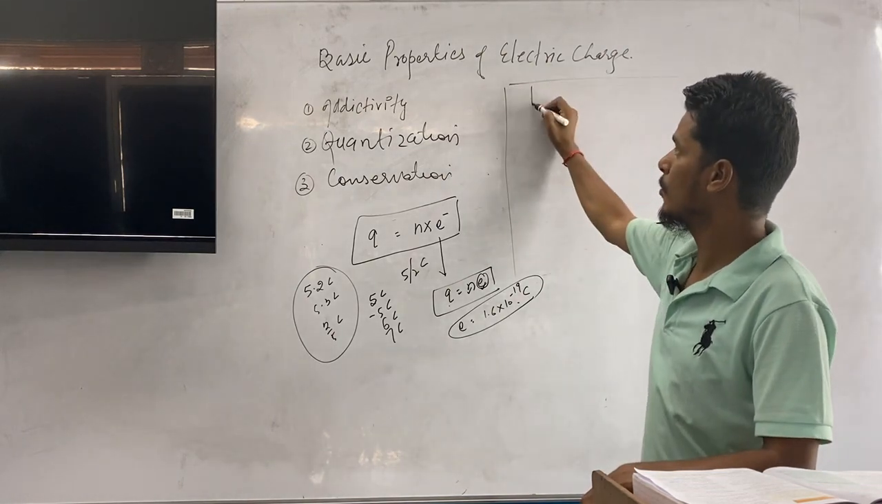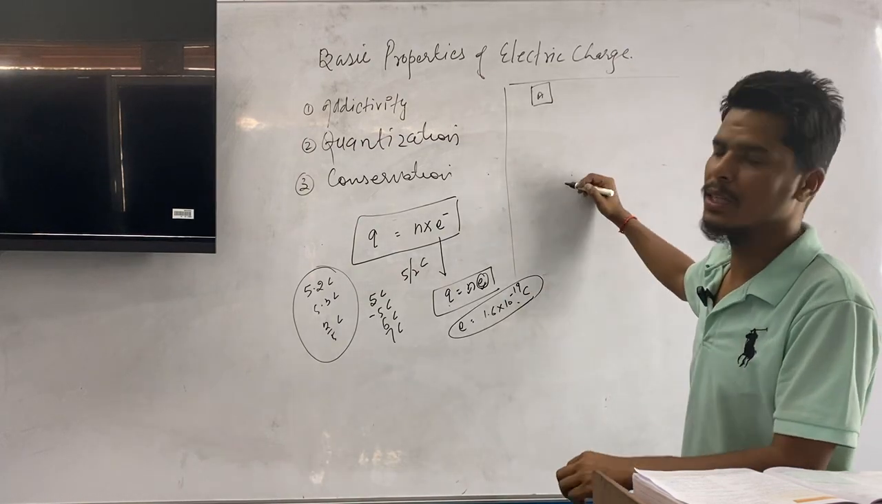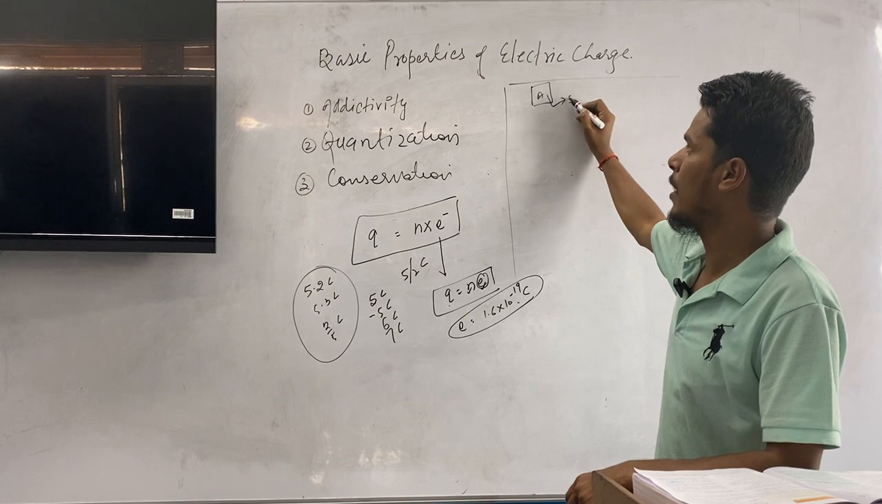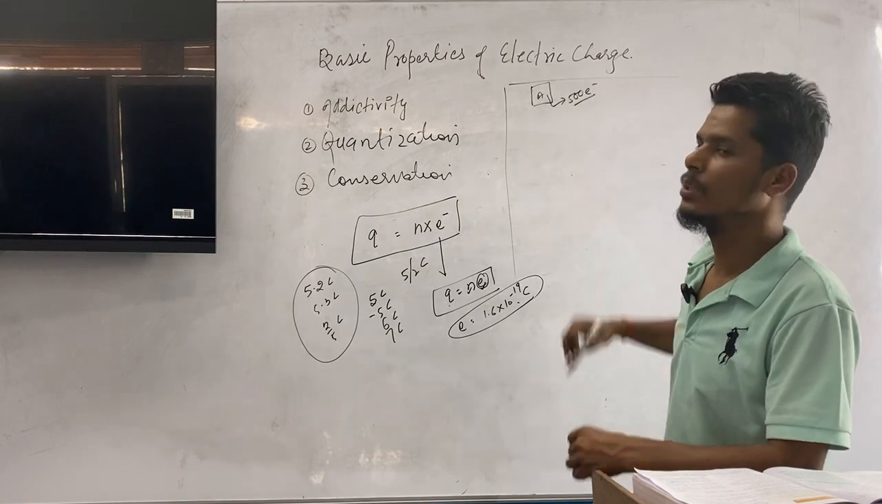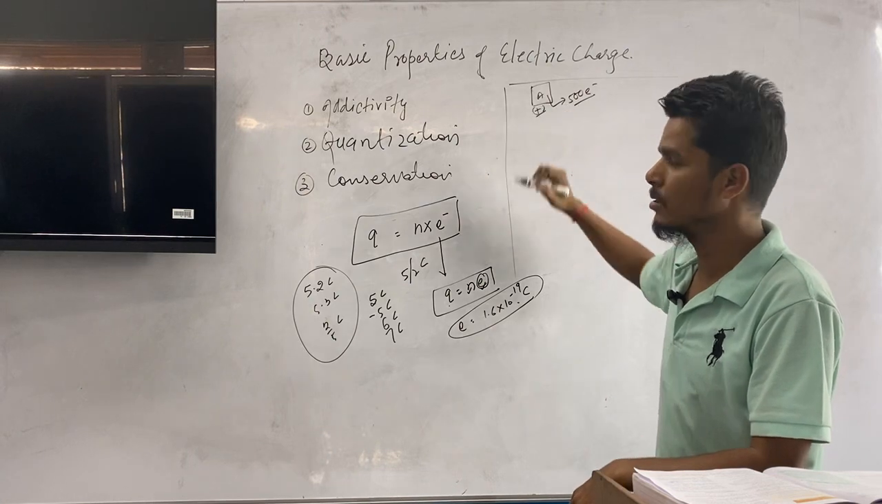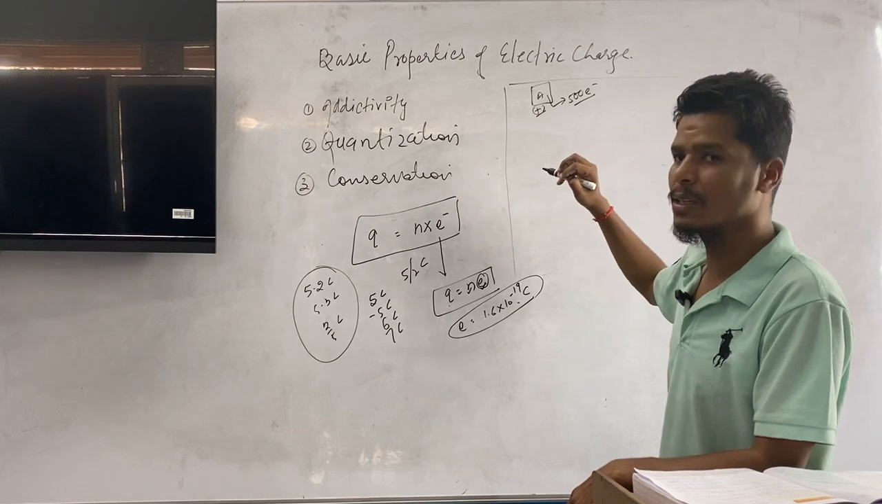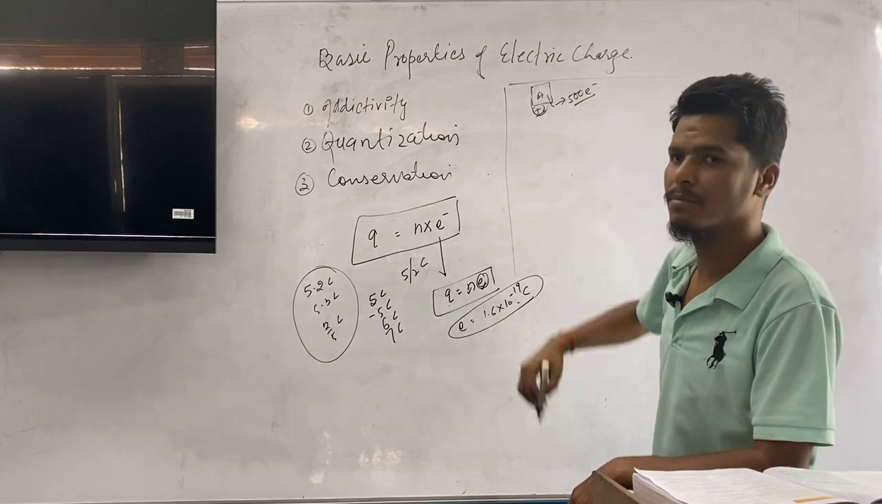Suppose this is a body. It is rubbing with some other body and it is releasing 500 electrons. So it will get positively charged. Am I right? Because it is releasing electrons, right? So now let's check how much charge it will get.